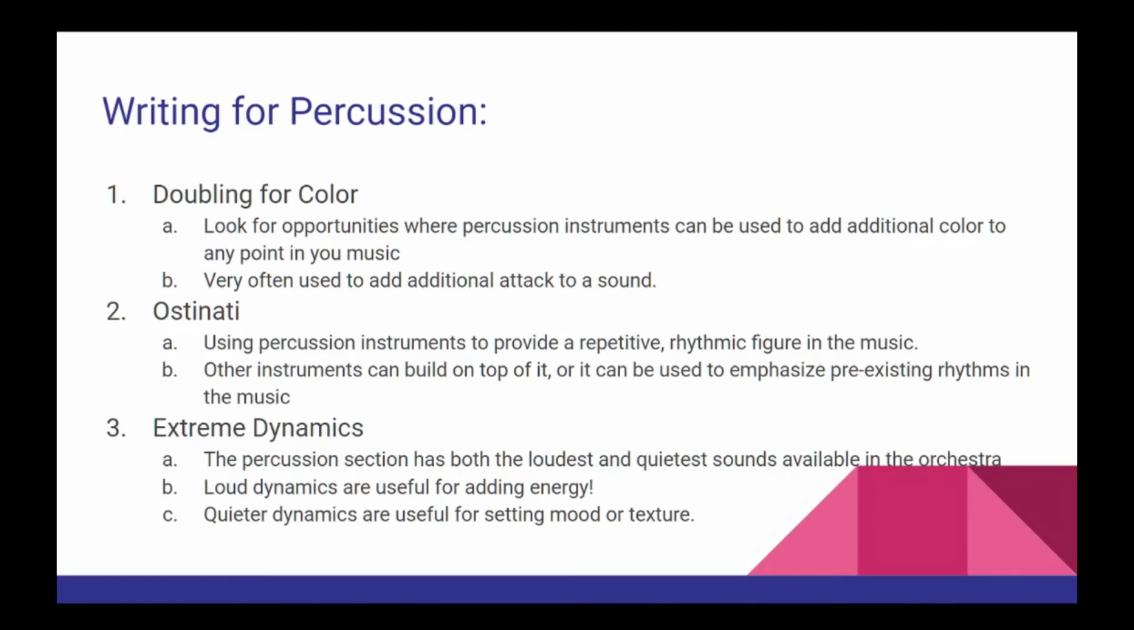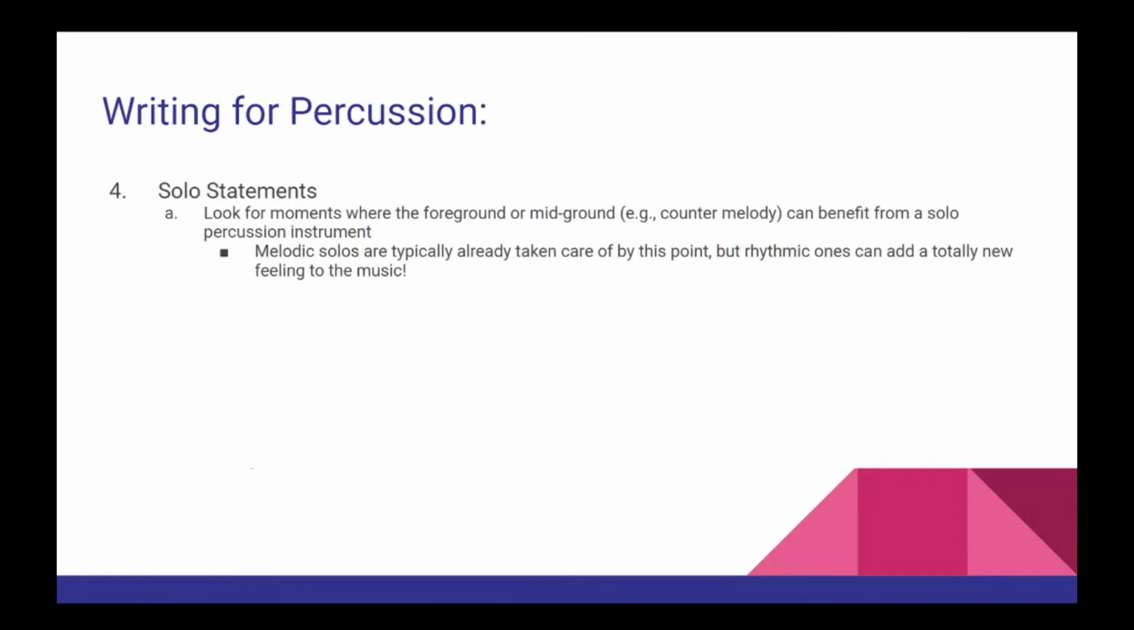The next role, like ostinati, will typically have been taken care of already. But I like to go through and re-listen to any moments where I think the foreground or the midground could benefit from a solo performed on one of the pitched percussion instruments. Some of my favorites are the marimba and the vibraphone. However, like I said, solo statements are typically covered much earlier in my composing process, and I don't typically add any additional ones this late into the game. If I do anything at this point, it's usually just to swap out one solo instrument for another.